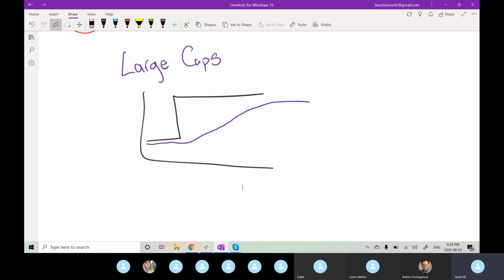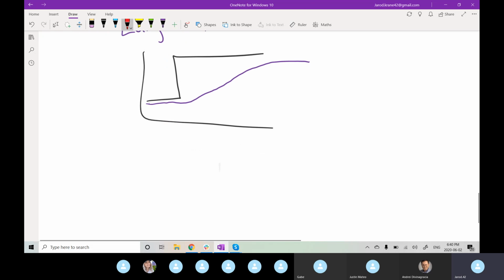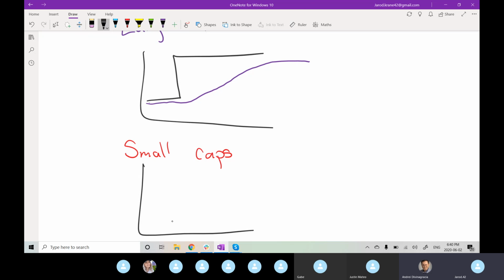Whereas if we have small caps, we would potentially be able to see a much faster curve step up for our output, but also a higher probability that we overshoot.